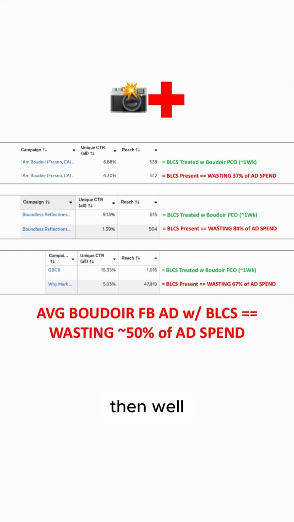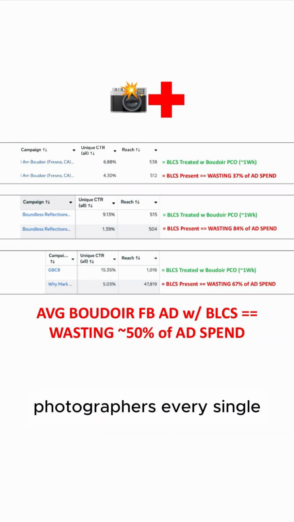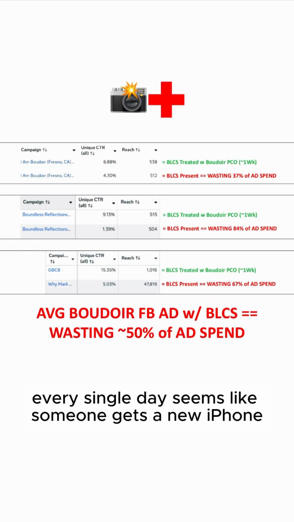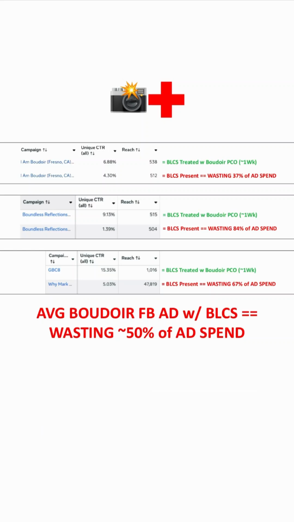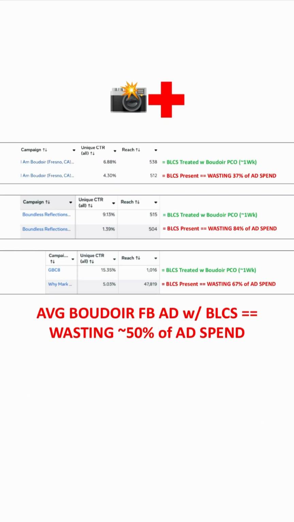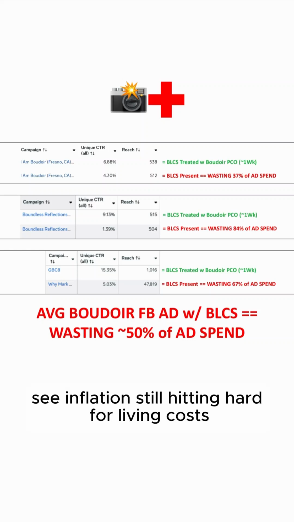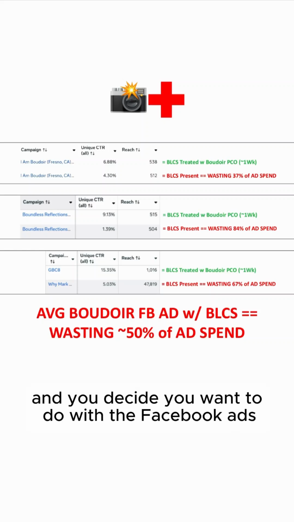Then, because you're looking around the marketplace, it's getting more and more saturated with Boudoir photographers every single day. Seems like someone gets a new iPhone, they're throwing up their Google business profile saying they offer Boudoir, or if they get a new camera, there are new posts in the Facebook mom groups saying they offer Boudoir, and we're seeing inflation still hitting hard for living costs, so we want to pull some money out somewhere. You decide you want to do it with Facebook ads.